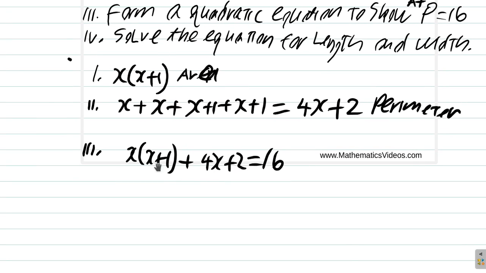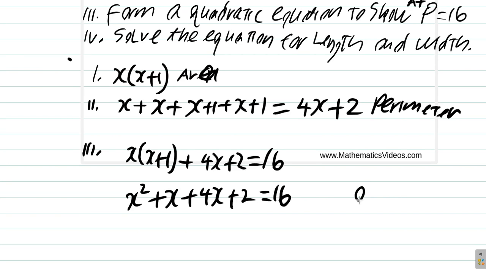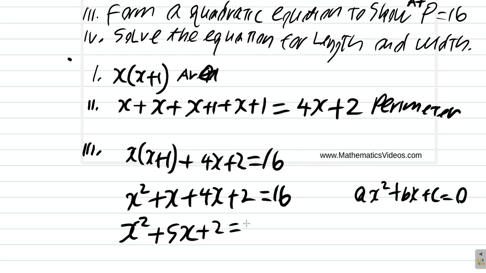To show clearly that it's quadratic, now multiply out the brackets. You have x squared plus x plus 4x plus 2 equals 16, and make it into the general form of a quadratic equation. The general form is ax squared plus bx plus c equals 0, where a, b, and c are numbers. Alright? So let's put these things together now. You have x squared, a would be 1, but you don't bother to write the 1. x plus 4x is 5x, plus 2 equals 16.